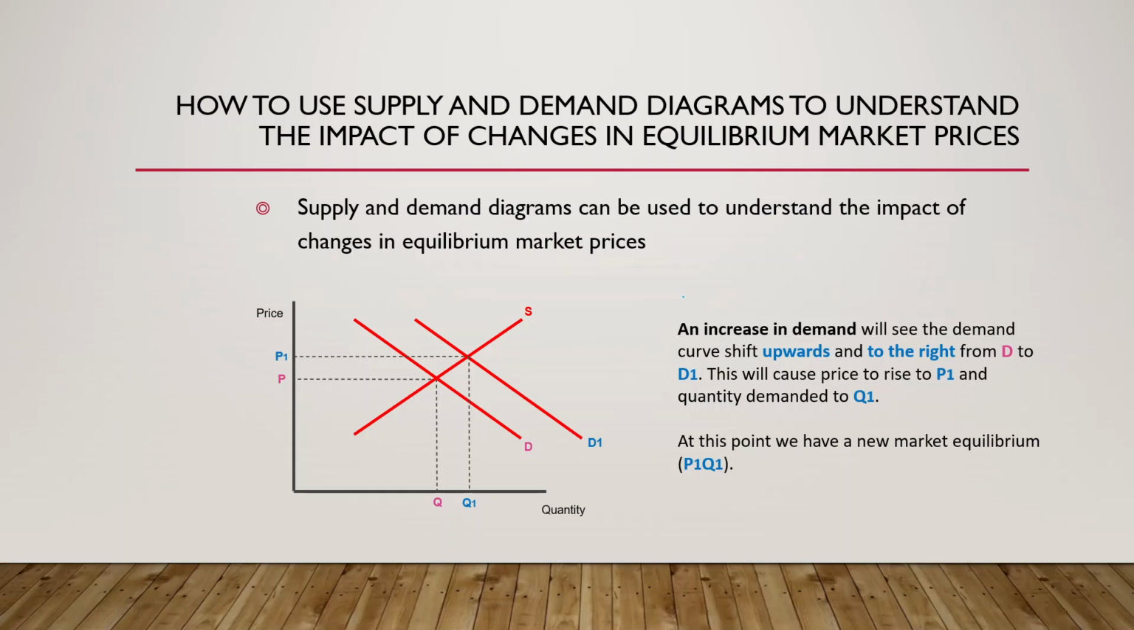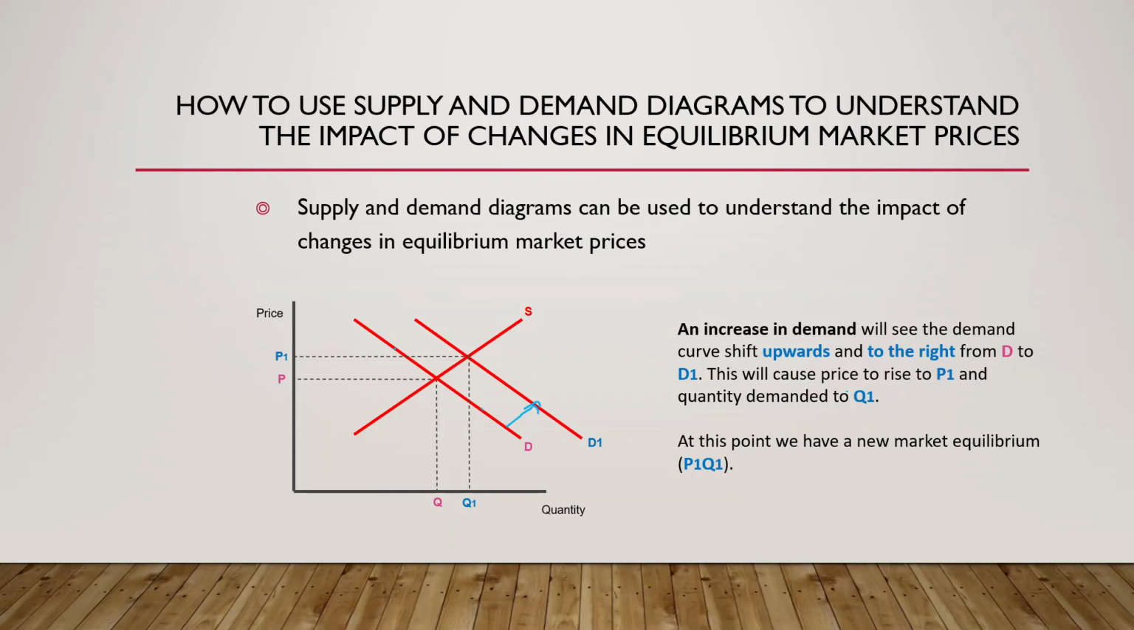Okay, so this is very simple. As you can see, an increase in demand will see the demand curve shift upwards. So when we say an increase in demand, we say an increase in demand for every price. We see that demand curve shift upwards and to the right from D to D1. Yeah, so this is a shift. This is not a movement. Movement is like from here to here. This would be a movement. This is a shift.